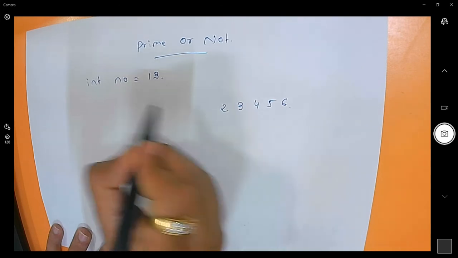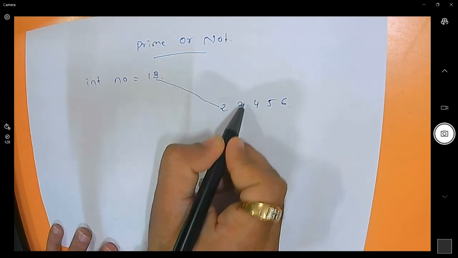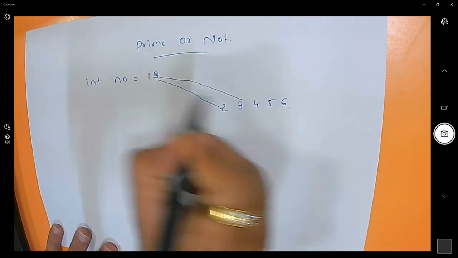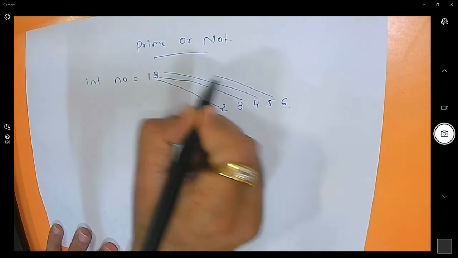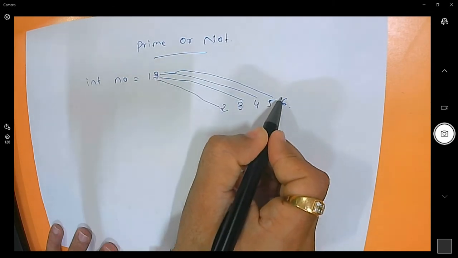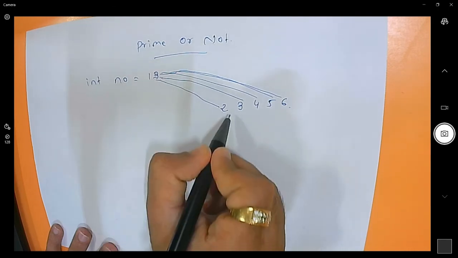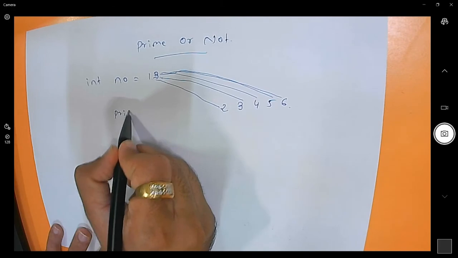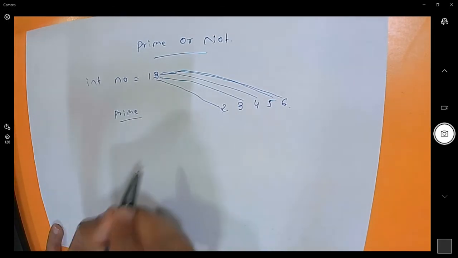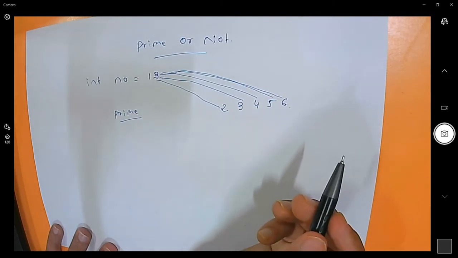If 13 is divisible by any of these numbers. Is 13 divisible by 2? No. Is 13 divisible by 3? No. Is 13 divisible by 4? No. Is 13 divisible by 5? No. Is 13 divisible by 6? No. If 13 is not divisible by any of these numbers, then you can say the given number is prime. And if it is divisible by any of these numbers, then it is not prime.